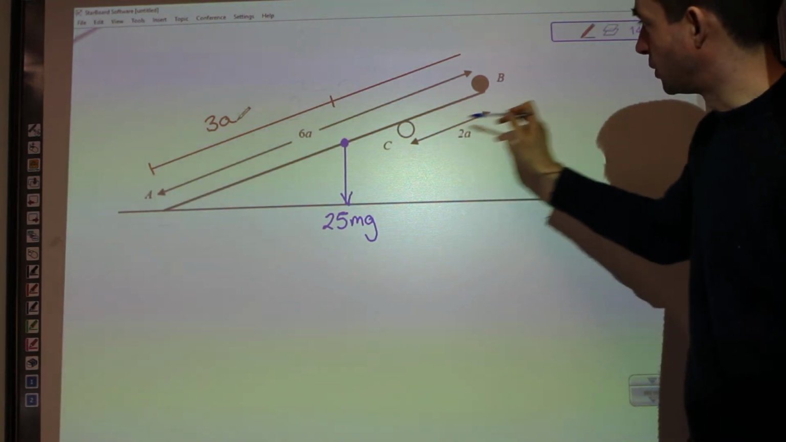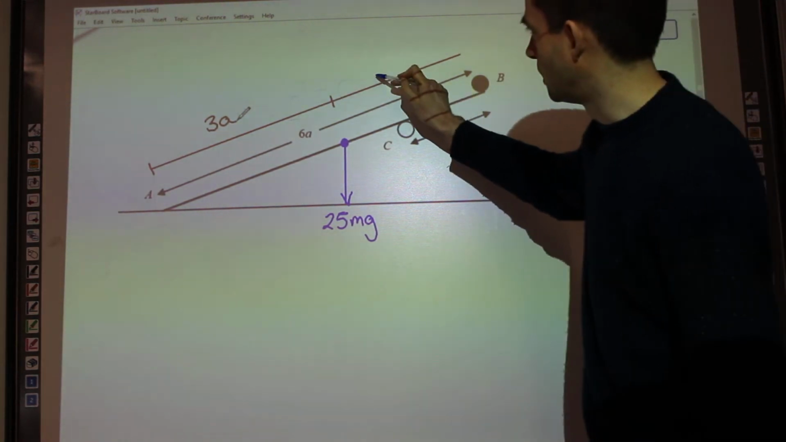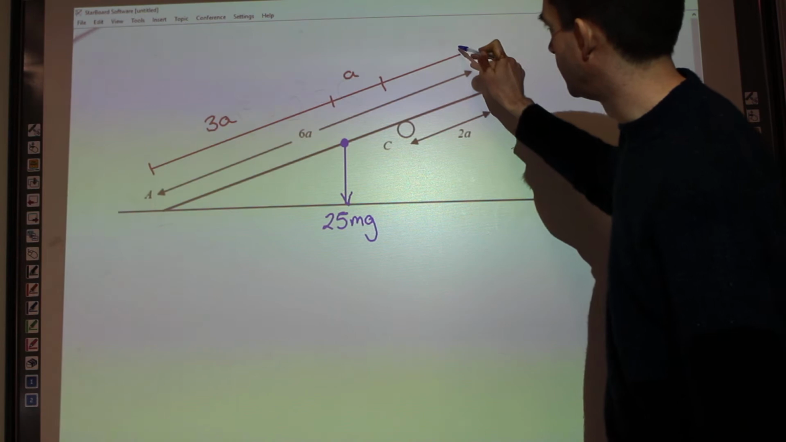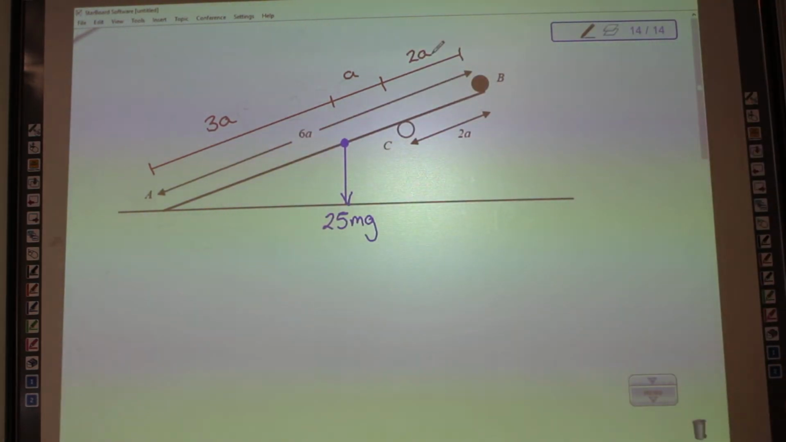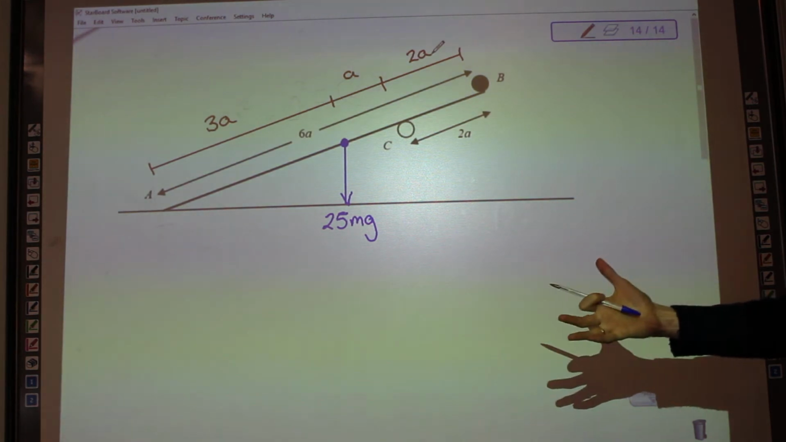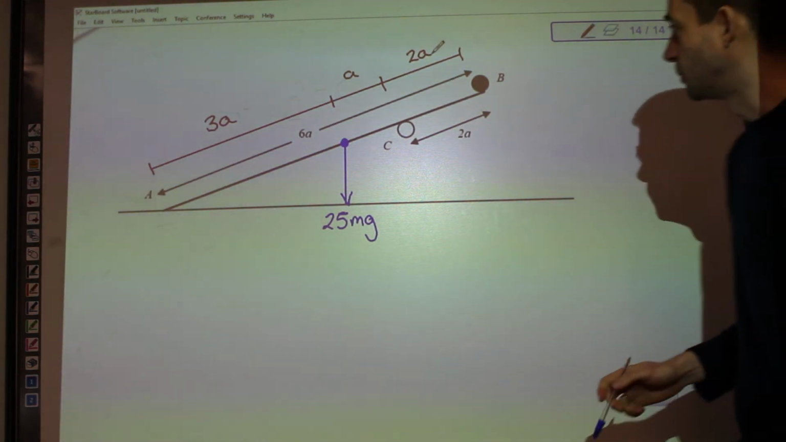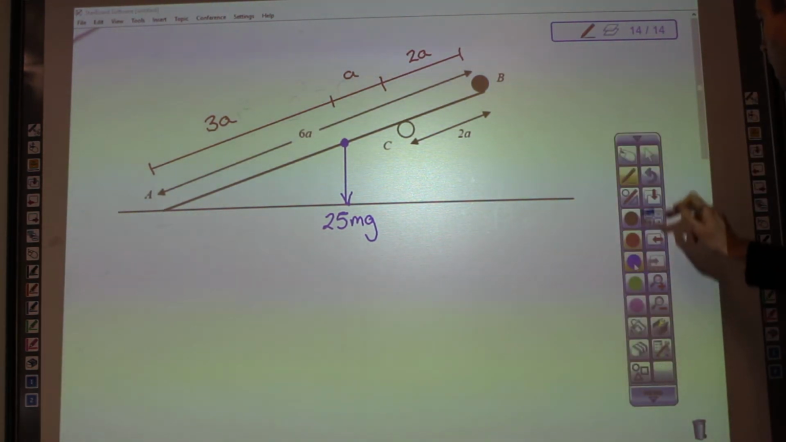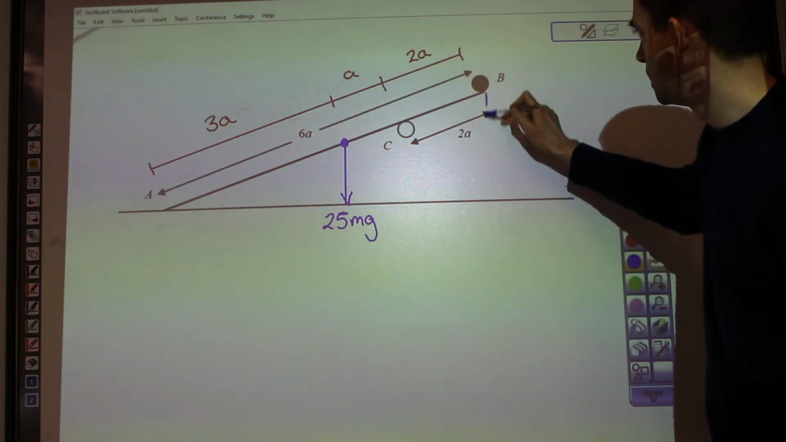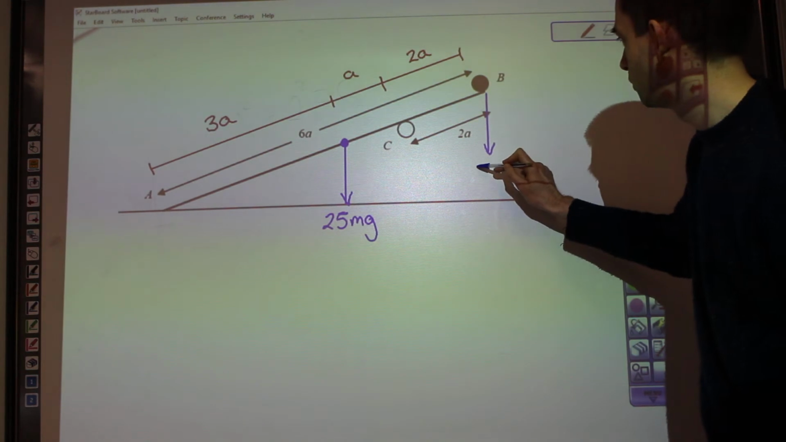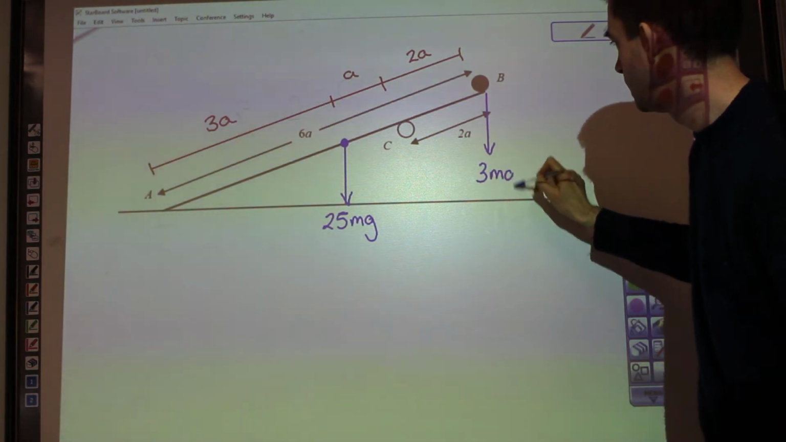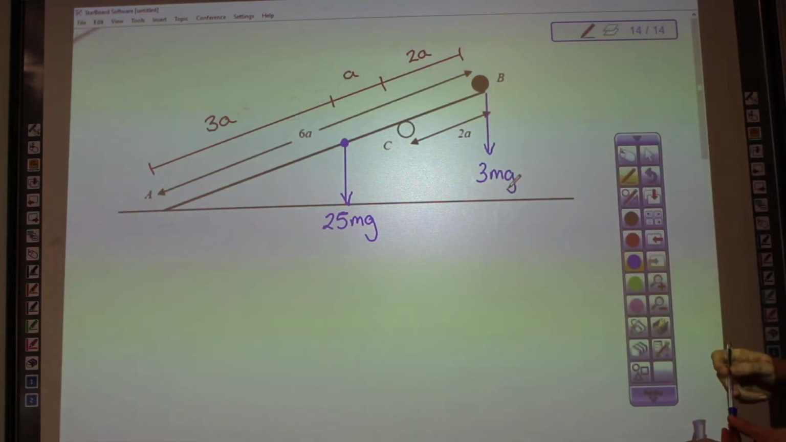I can see that I've got a distance 2A here, so I'm just going to split that bit of my length into A, 2A, to show that overall I've got the 6A, and then I can use those lengths later as and when I need to. I've also got a ball at B, which had mass 3m, so I'm going to put 3mg there.